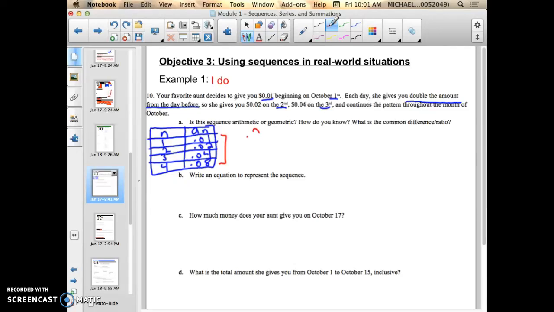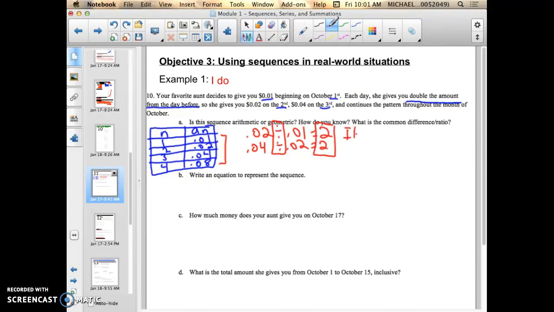I'm going to take the 2nd term, 0.02, divided by the 1st term, 0.01. That equals 2. I can try that in a calculator, but I know that equals 2. Now let's check the next 2 terms: 0.04 divided by 0.02, 3rd term divided by the 2nd term. And that also equals 2. Because this is the same and because I am dividing, I know that it's geometric. It's geometric because it has a common ratio.